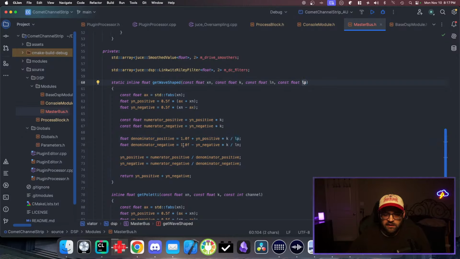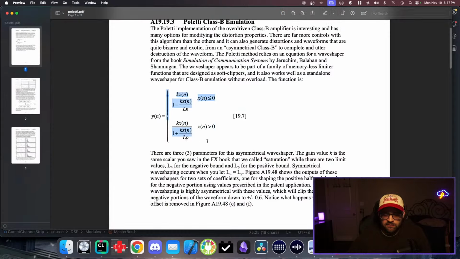And then the same thing for the negative, 1 minus yn negative times k divided by the ln, which is the limit negative. And then once we have those things, we can perform the operation. So when we know our positive signal is going to be the positive numerator divided by the denominator that's positive, and then vice versa for the negative. And we just add them together. And that gives us this equation right here.